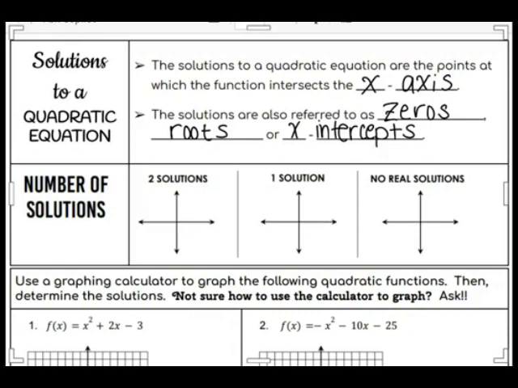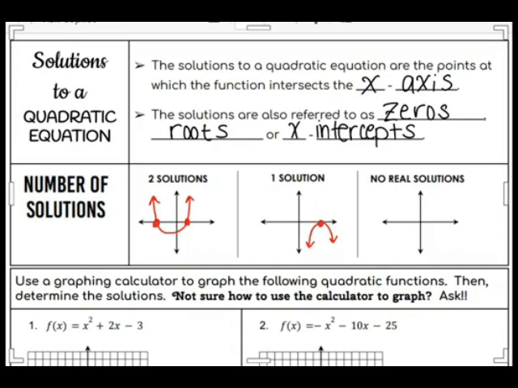There are three possibilities. You're either going to have two solutions to a quadratic equation, one solution, or no real solution. Two solutions, for example, would look like this. See how it's crossing the x-axis in two locations, therefore two solutions. One solution could look like this. As you can see, I have one solution. It crosses or touches the x-axis in one spot.